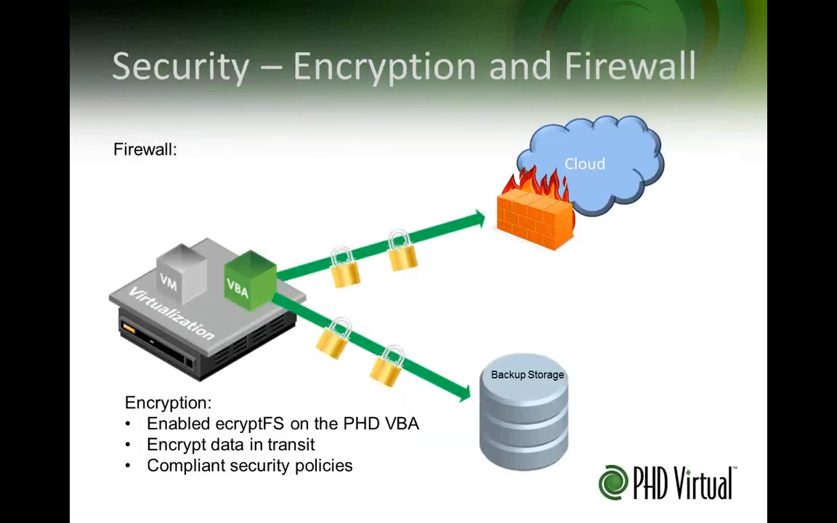So now let's talk about security with the encryption and firewall. As we can see at the top, our firewall is going to allow the VBA to communicate to cloud storage, and it's going to be able to communicate through certain ports so you can get through that firewall. Our encryption is going to enable EncryptFS on the PhD VBA.